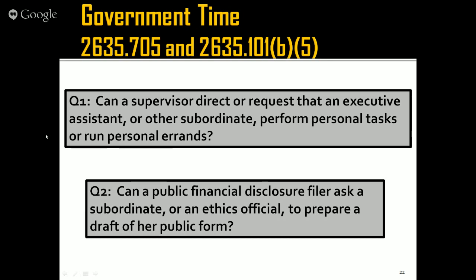But there's a separate provision entirely that speaks directly to the use of a subordinate's time, and that's in 705B. And it says an employee shall not encourage, direct, coerce, or request a subordinate to use official time to perform activities other than those required in the performance of official duties or authorized in accordance with law or regulation.